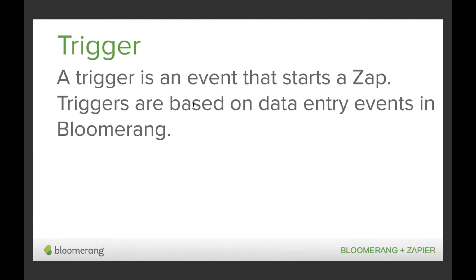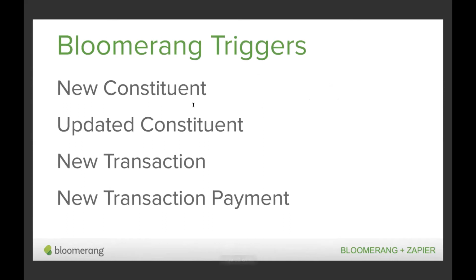The time it takes for a trigger to run in Zapier based on an event in Bloomerang will depend on your Zapier plan. But generally, your Zap will trigger to run in less than 15 minutes from the time of the event in Bloomerang. So integrations from Bloomerang can start a Zap based on the following Bloomerang events: a new constituent, an updated constituent, a new transaction, or a new transaction payment. So let's go ahead and walk through each one of these.